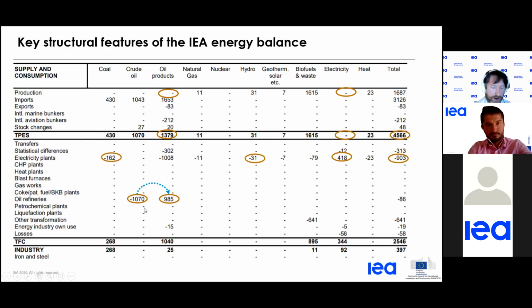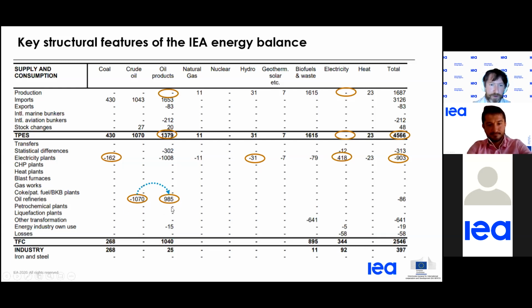So for the refinery, in the oil refinery row, you will see inputs of, sorry, 1,070 kilotons of oil equivalent, and outputs of 985 kilotons of oil products. That brings us to another important convention, and one Gianluca mentioned earlier, and that's signs. In the transformation sector, inputs are shown with a negative sign and outputs are shown as a positive sign.